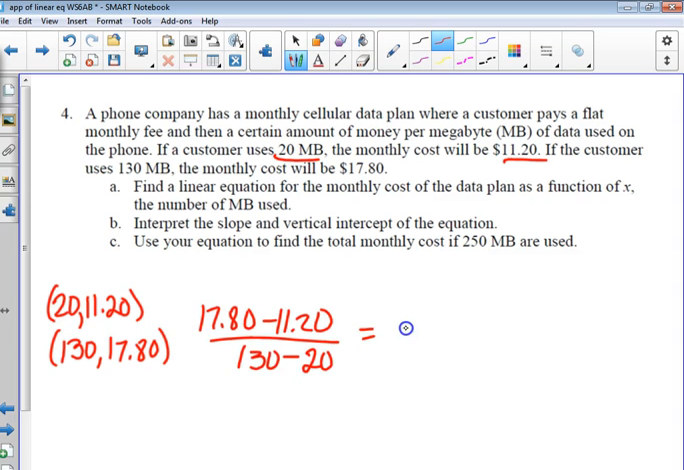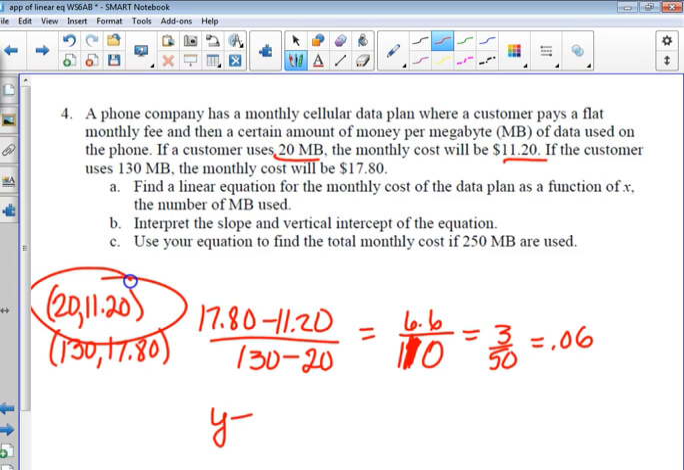And I don't know what this comes out to. 660 over 90, 110. I can't subtract, which gave us, what is it? 0.06. Either one is fine. All right. Then somebody suggested point slope, so I'm going to just use this one.